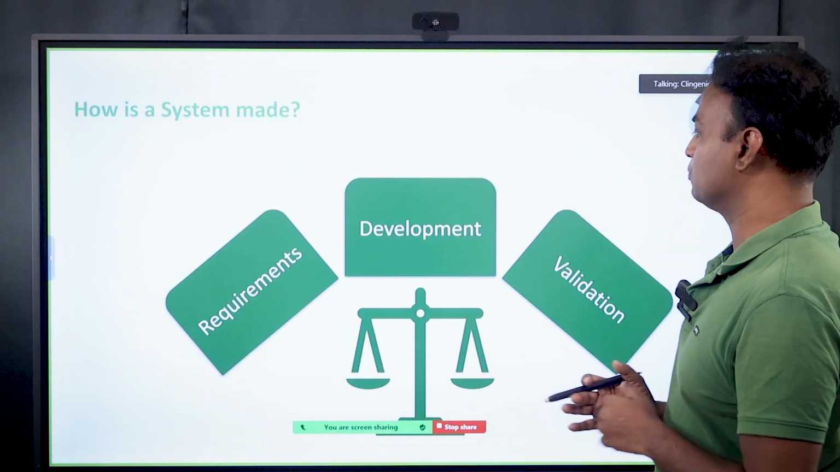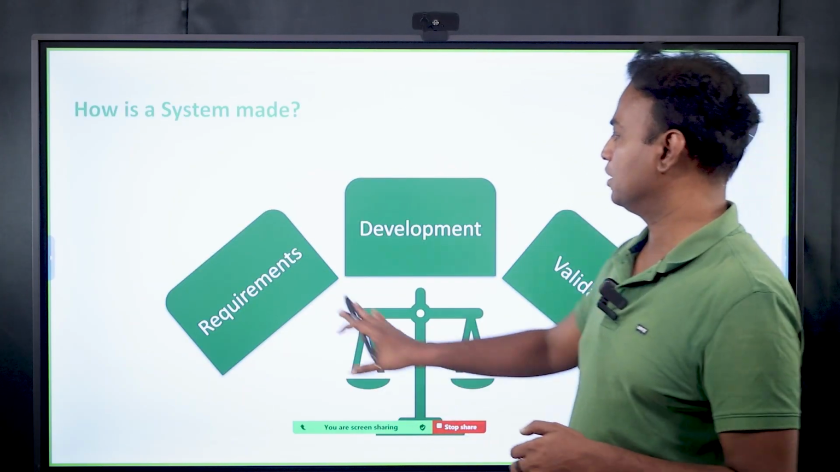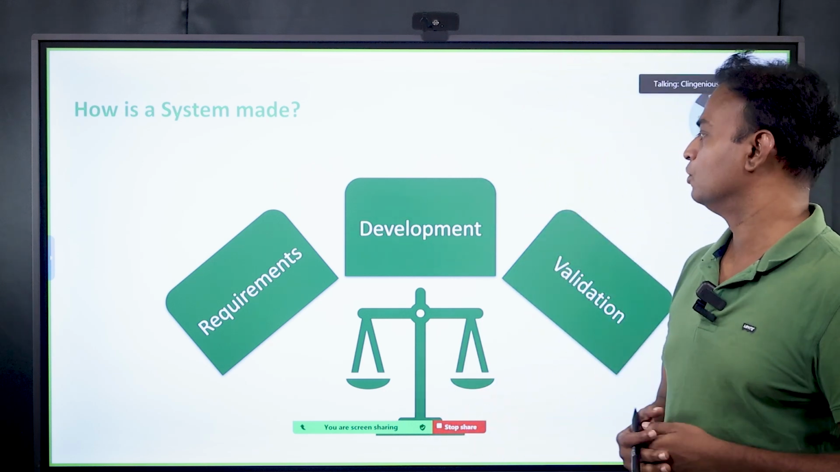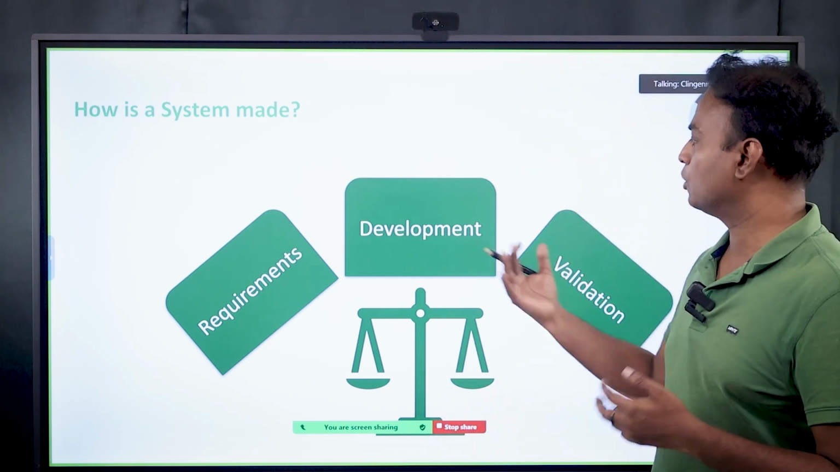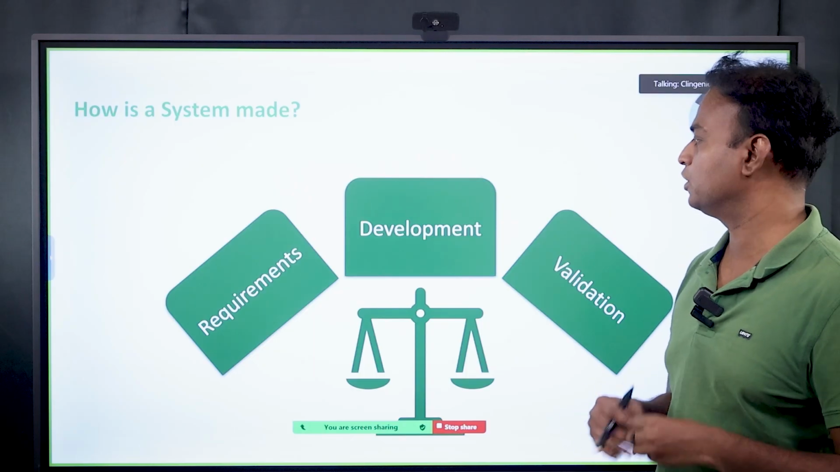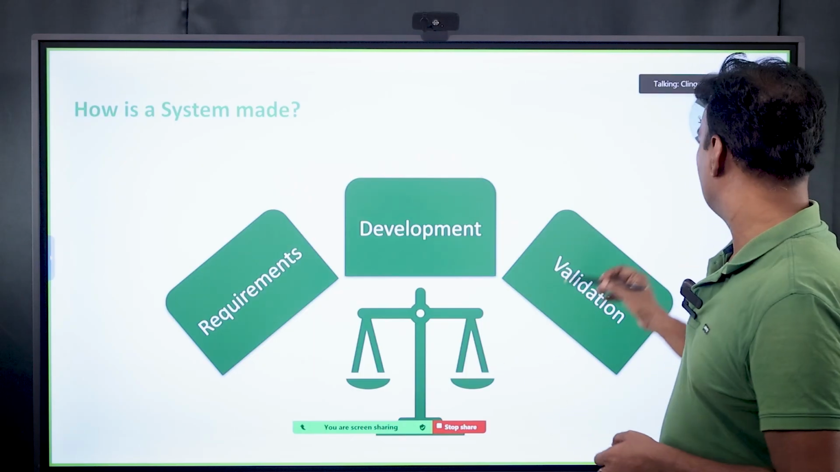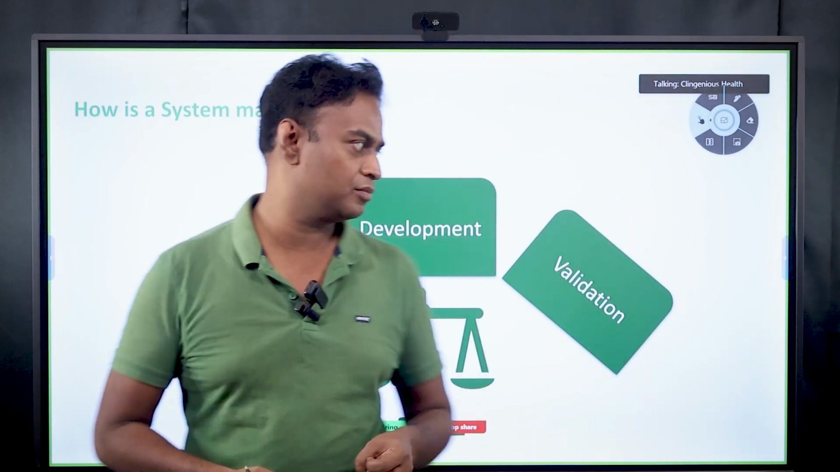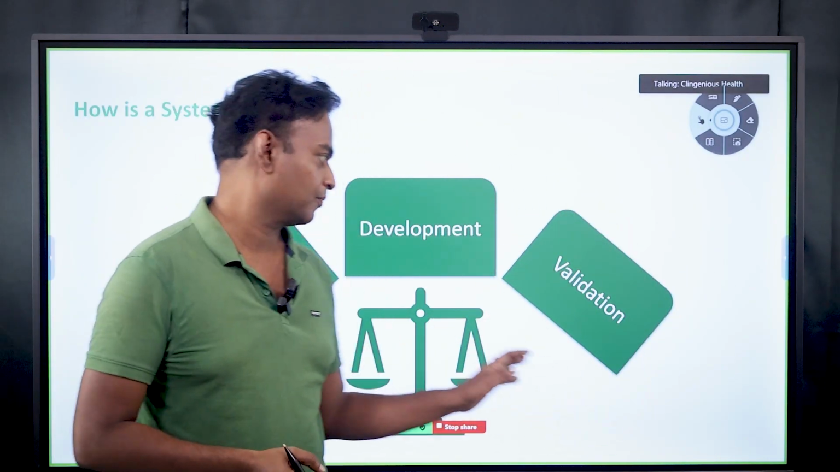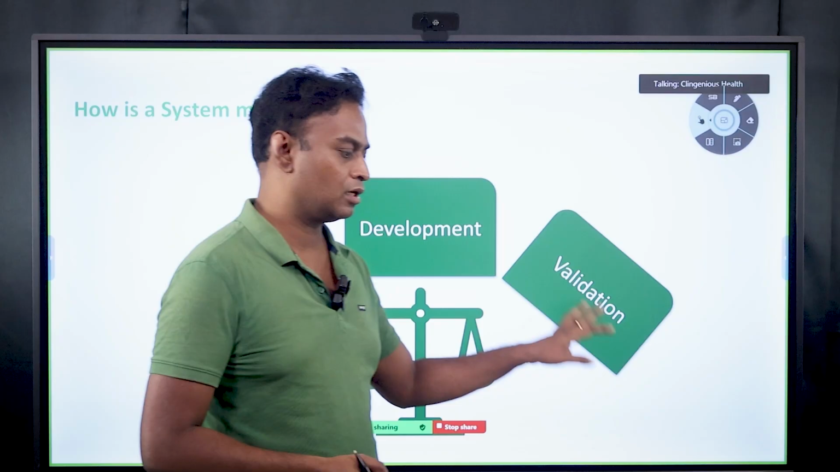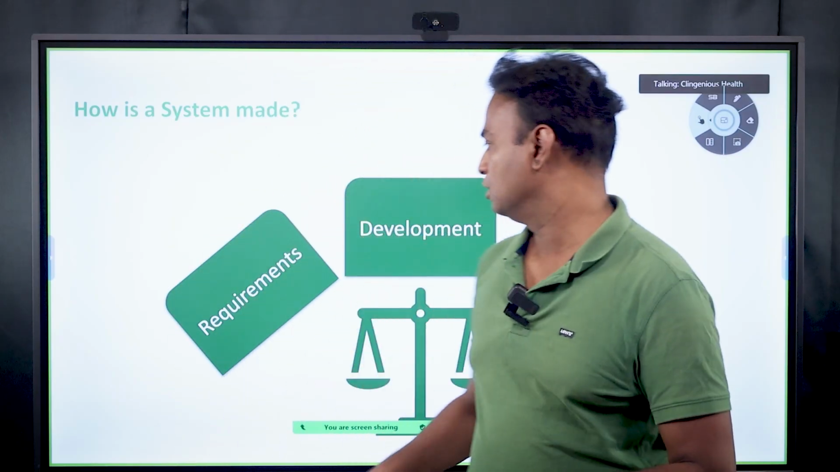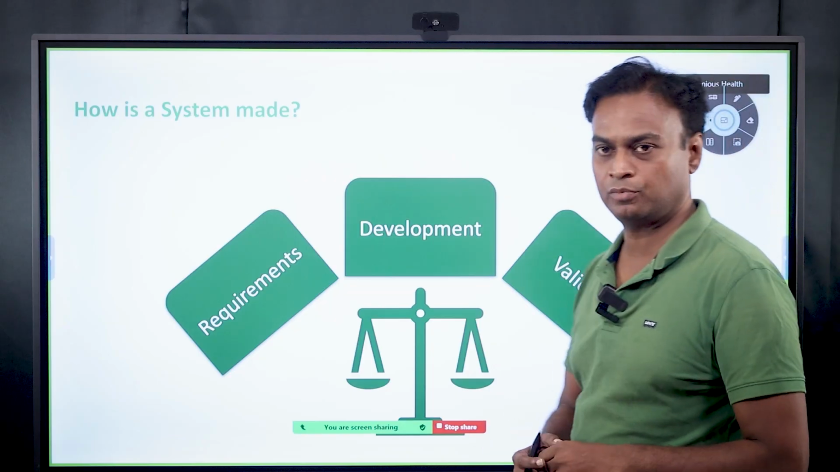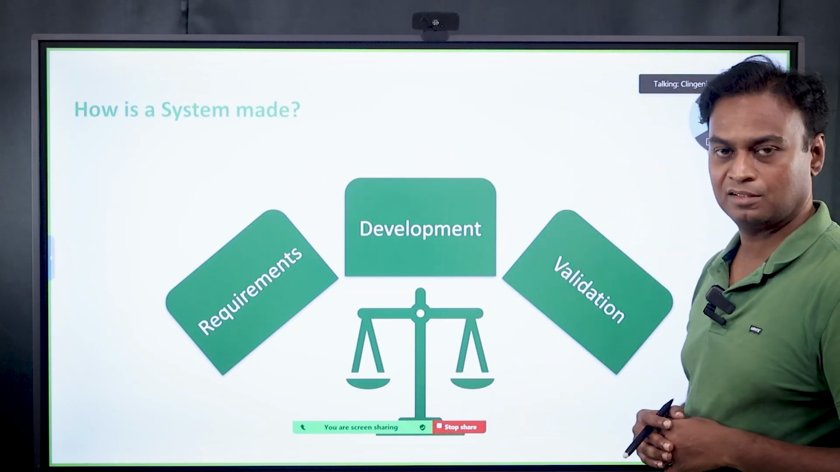Then how is this system made? First, you collect the requirements, how the system has to look, what functionality you need in the system. Then you develop, which means you code it, you test it, and you deploy it. After coding and testing, you have to validate it. Validation means testing whether the system is working correctly or not. So every system undergoes these three things: requirements, development, and validation. All the three things are important to make a clinical system.